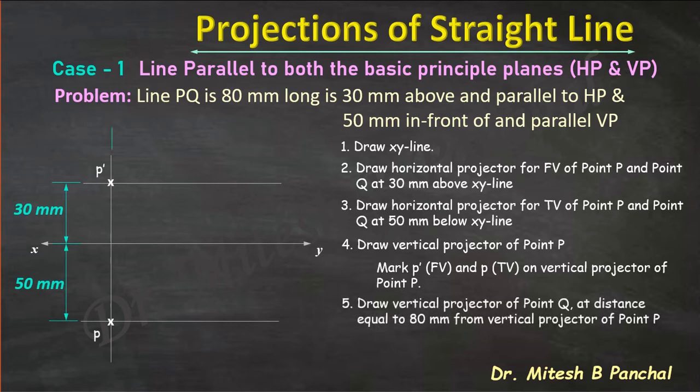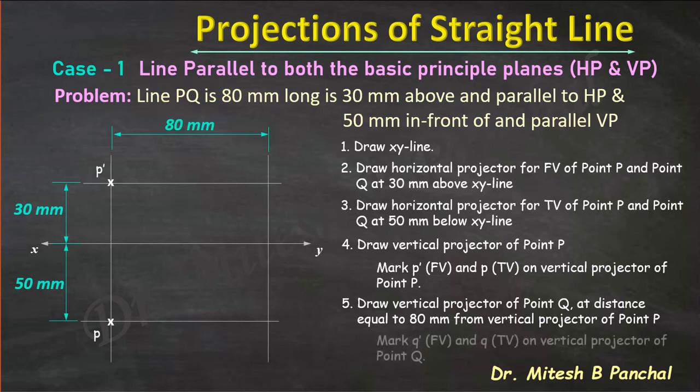Okay, so we can mark the front view of point P, that is P dash, and the top view of point P, that is P. Now to draw the vertical projector for point Q, draw another vertical projector at 80 mm from the vertical projector of point P. So we can obtain Q dash and Q. These are nothing but the front view and top view of point Q.